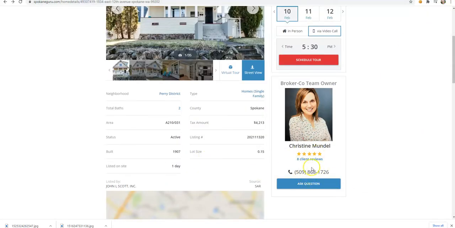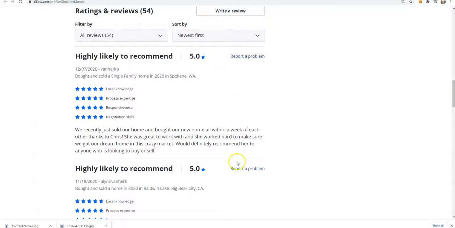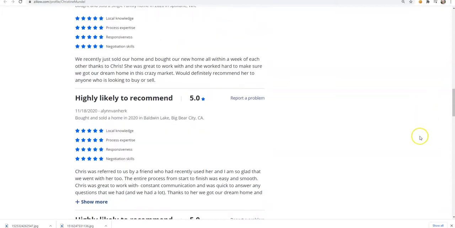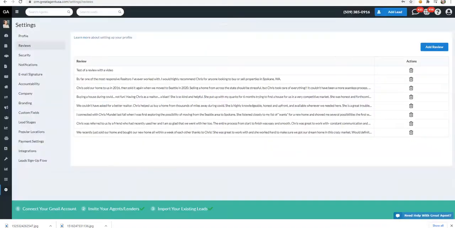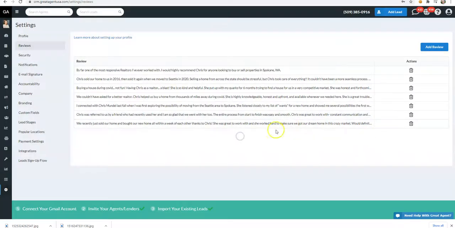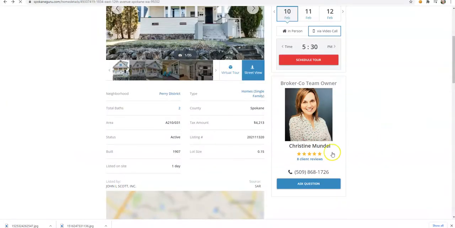So they really read those reviews, and you take the ones that seem most impressive from the Zillow, Facebook, and Google of the world, and then aggregate them all in through the Great Agent backend. If you do a test review like this one, you can simply remove it, and then it's going to be removed.